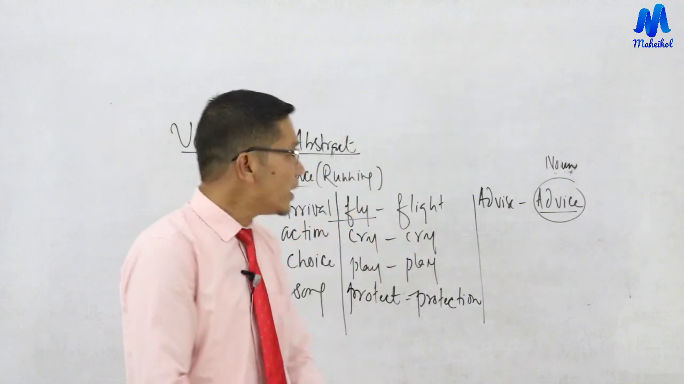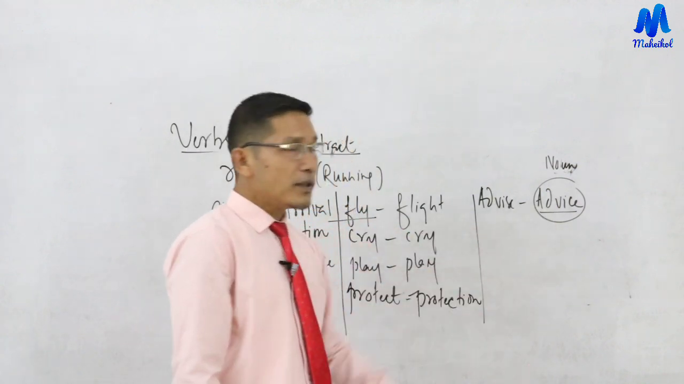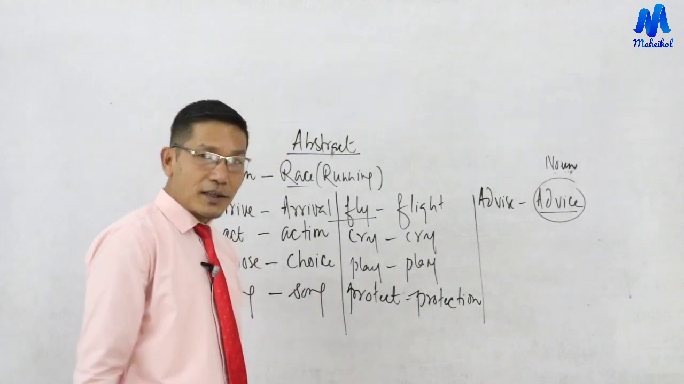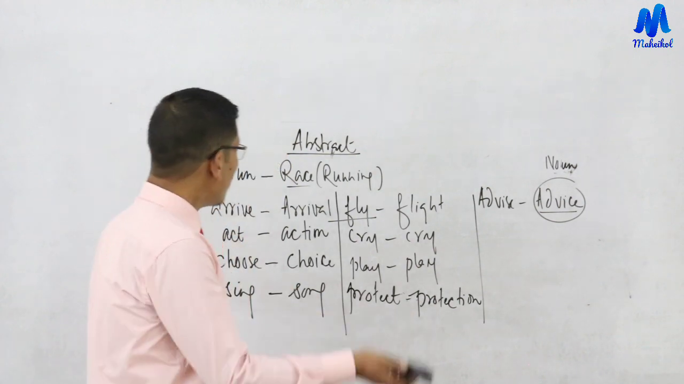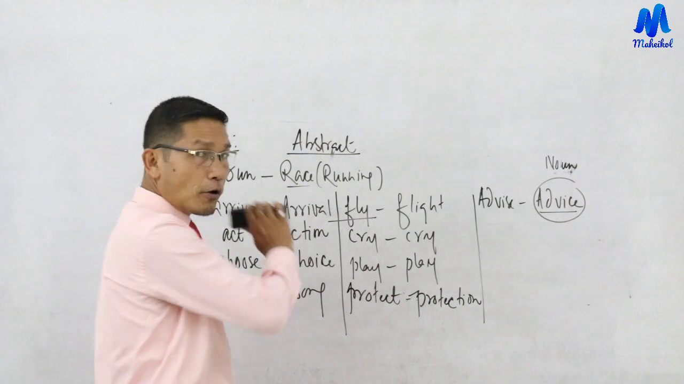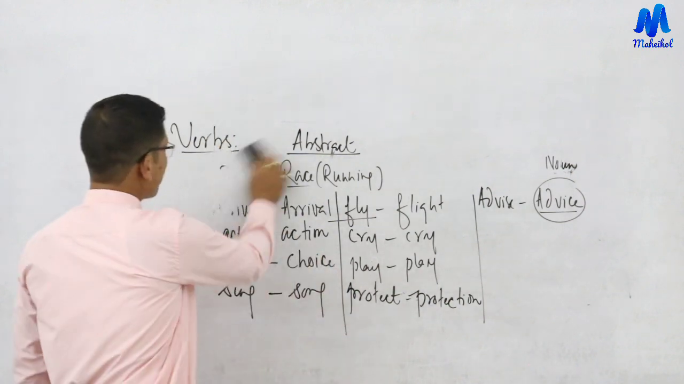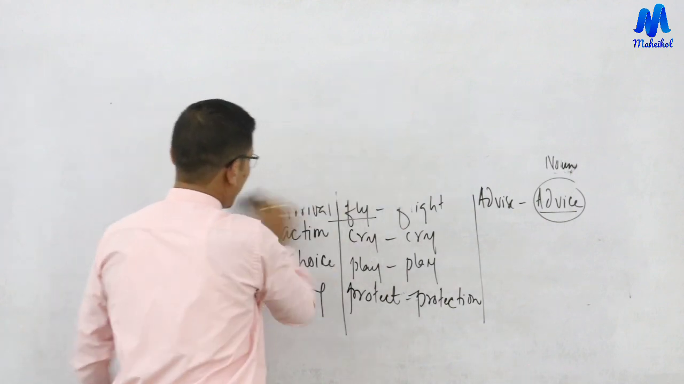Advice is a noun, and advise is the verb, the change. Protection is a noun, and protect is the verb. So in day to day use we see similar verbs. We can make abstract nouns from verbs.